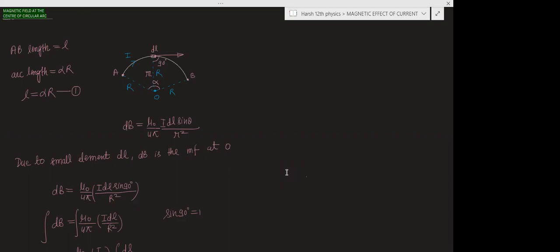Now we have two more cases. We will calculate the magnetic field at the center of a circular coil, and then at the center of a semicircular coil. Those results we will derive using the formula that we are getting here. So just please note it down. After that, we will discuss that.